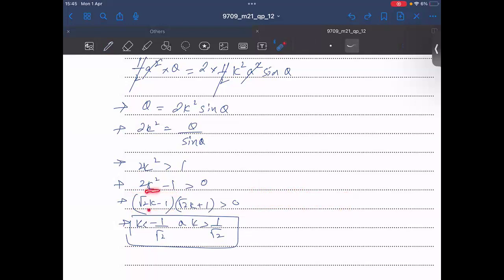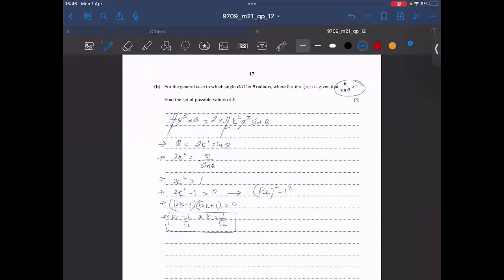In place of k square, you're going to get k. In place of 1, you're going to get 1. But in place of 2, you're going to get square root of 2, square root of 2. Alright? Or you may write down this step first: square root of 2 times k whole square minus 1 square. You have this expression a square minus b square. I've written this in this form, I factorize it. Now this is your final set of values of k. Is it clear or not? Yes sir.